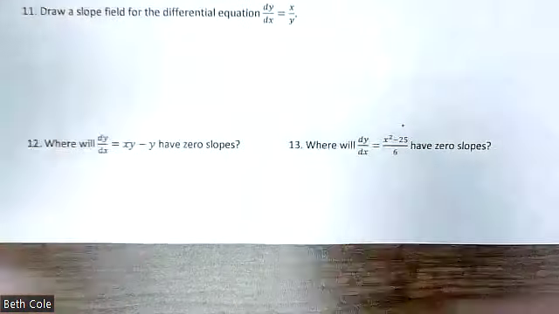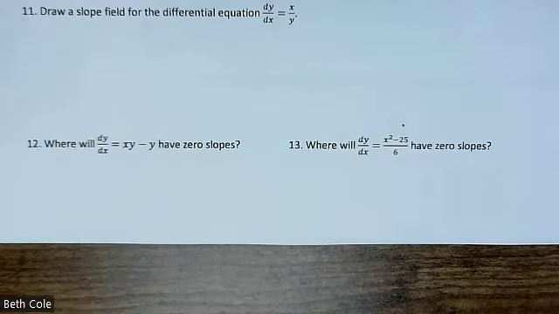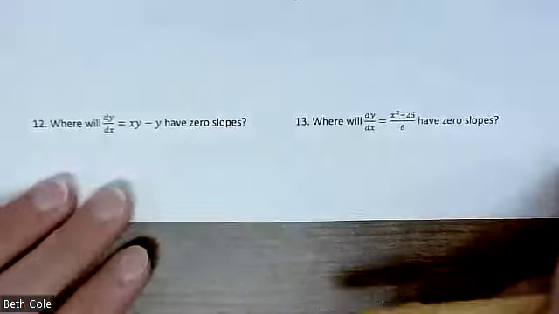So they're going to give you this, and then A, B, C, and D are going to be slope fields, and you have to pick the one that matches. That's how that's going to be. All right. We'll do 12, and then I'll explain 13.